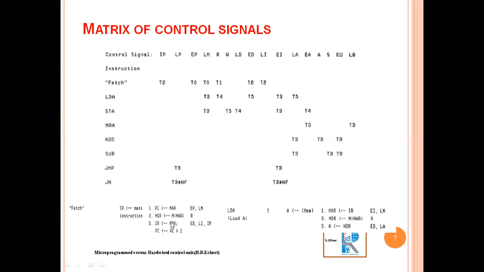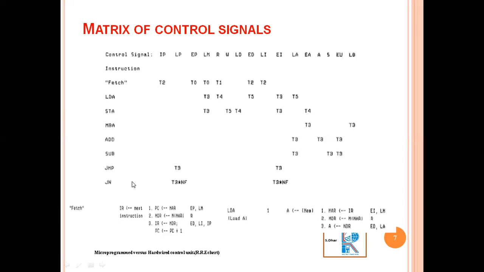T0, T1, T2, T3, T4. Sorry, at the T4 it should be R. So T4 it is R. Okay, and T5, which should be activated? ED and LA. See here, LA at T5 and ED at T5. Clear? So these are the signals for LDA, and these are the time periods for the signals.